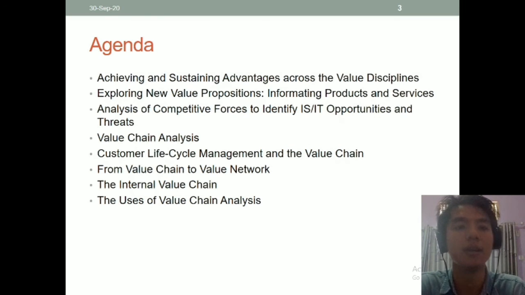The next one is the agenda, and they are achieving and sustaining advantages across the value disciplines, exploring new value propositions, informating products and services, analysis of competitive forces to identify ISIT opportunities and threats, value chain analysis, customer lifecycle management and the value chain, from value chain to value network, the internal value chain, and the last one is the uses of value chain analysis.